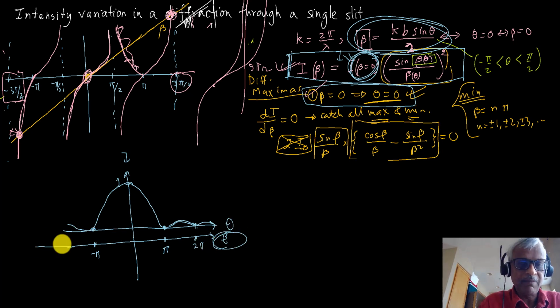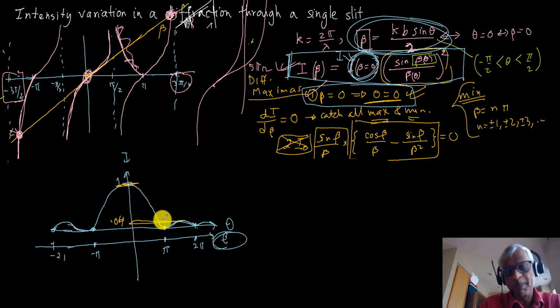When beta is minus 2 pi it's going to go to 0, and so on and so forth. Now when you plot this out, if this is 1, this peak is very small. It's like 0.054. Unless it's very intense, you won't be able to see these things. That's why you need intense light to see this. And this one is much smaller, and pretty soon it dies down very quickly.